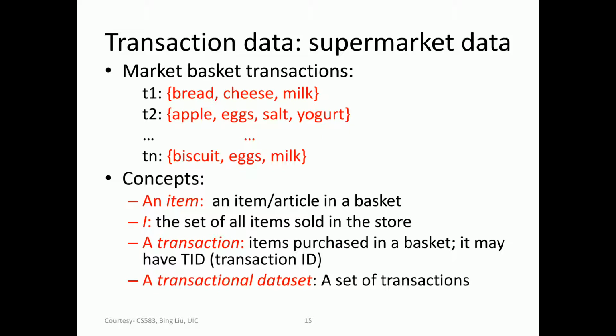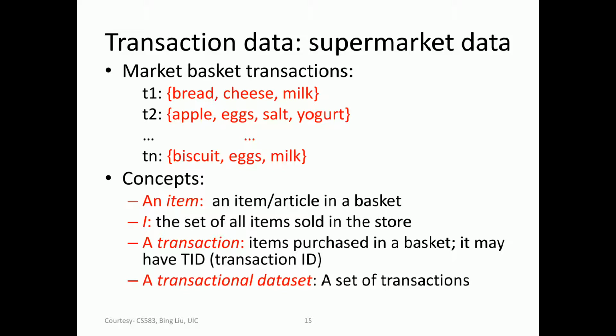Transaction data, or we can call it supermarket data, is a set of transactions of all the items. So let's say T1 has bread, cheese, milk, T2 has apple, eggs, salt, yogurt, and like that Tn has biscuits, eggs, milk.